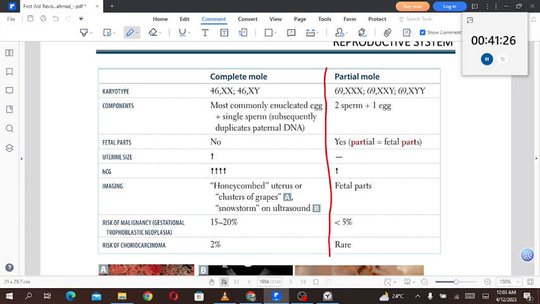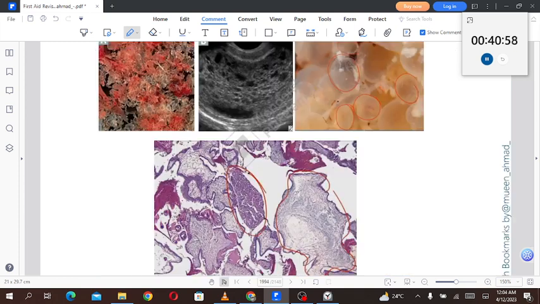For the complete mole, the karyotype is 46XX or 46XY. Components: most commonly an enucleated egg plus a single sperm, and that single sperm will subsequently duplicate into paternal DNA, or maybe there is an enucleated egg fertilized by two sperms simultaneously. So those are the components. Fetal parts will not be present. Uterine size will increase, and beta hCG will increase dramatically. Imaging will show a honeycombed uterus or cluster of grapes, and a snowstorm appearance can be seen on ultrasound.